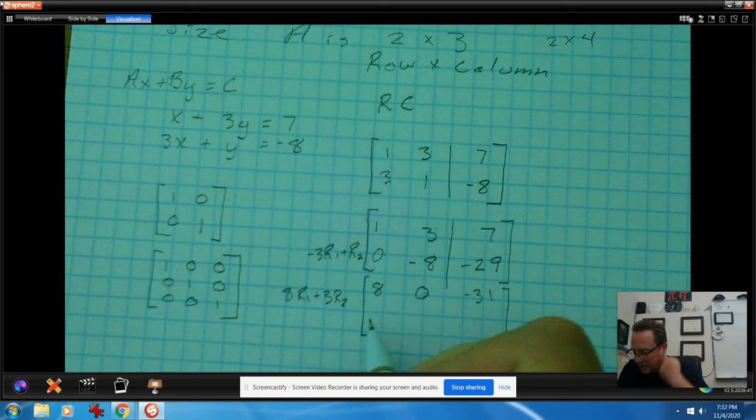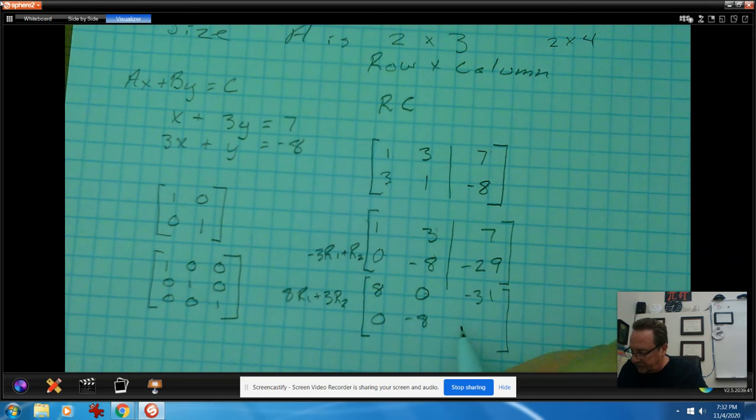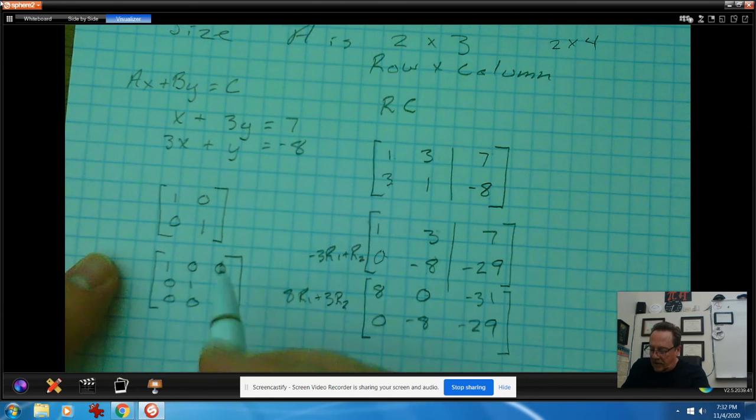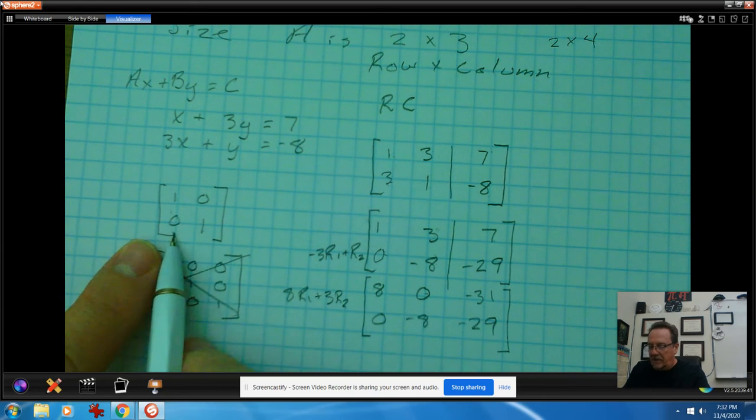I'm going to leave the bottom row by itself. I got 0, negative 8, and negative 29. Okay? Now, I'm close. I'm going to cross this off because that's a 3 by 3 and we're looking at a 2 by 2. I'm close. I need a 1 and a 0, and I have right now an 8 and a 0. And I need a 0 and a 1, and I have a 0 and a negative 8.